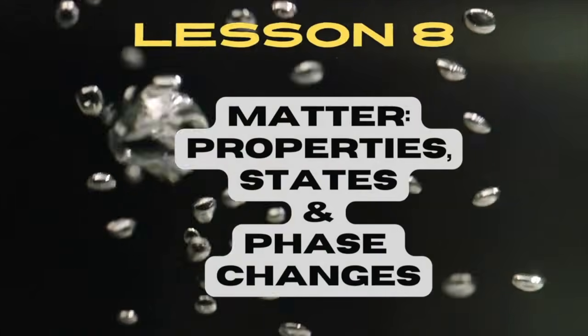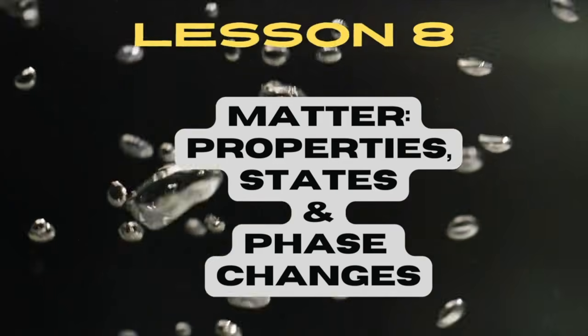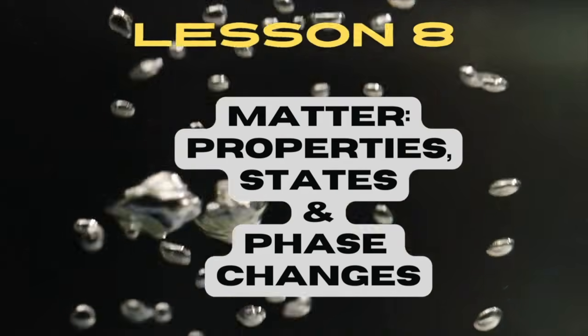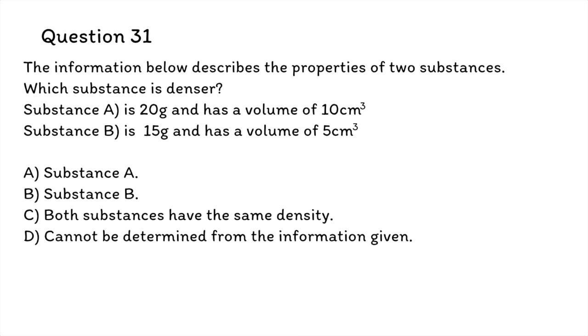Lesson 8. Matter, properties, states, and phase changes. Question 31. The information below describes the properties of two substances. Which substance is denser? Substance A is 20 grams and has a volume of 10 centimeters cubed. Substance B is 15 grams and has a volume of 5 centimeters cubed. A. Substance A. B. Substance B. C. Both substances have the same density. D. Cannot be determined from the information given.